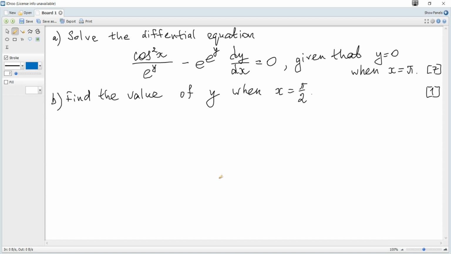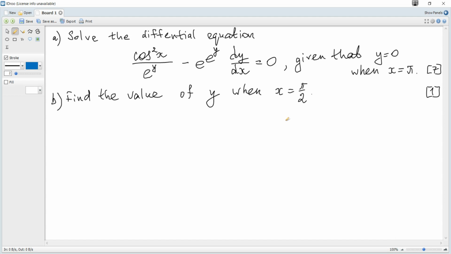Solve the differential equation cosine squared of x divided by e to the power of y minus e to the power of y dy over dx is equal to 0, given that y is 0 when x is pi, and then find the value of y when x is pi over 2. So to solve this equation, we try to separate variables.